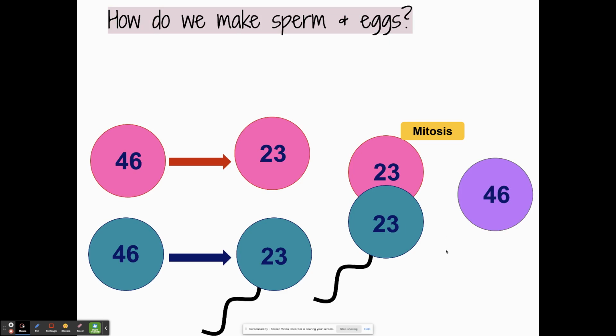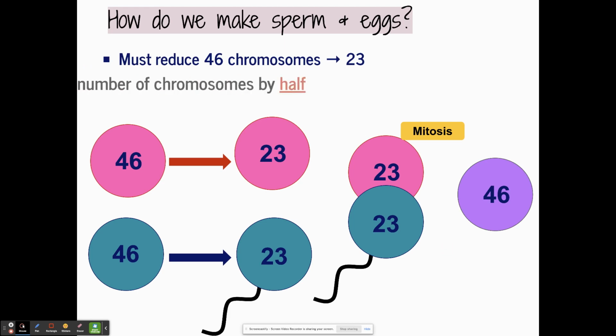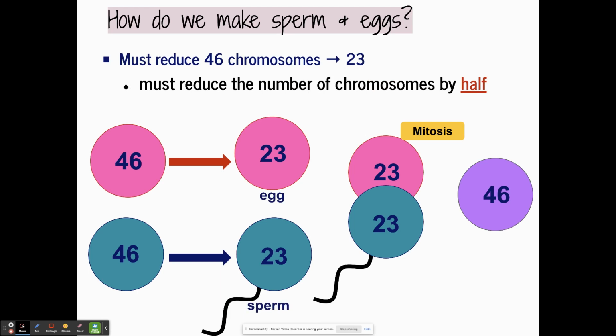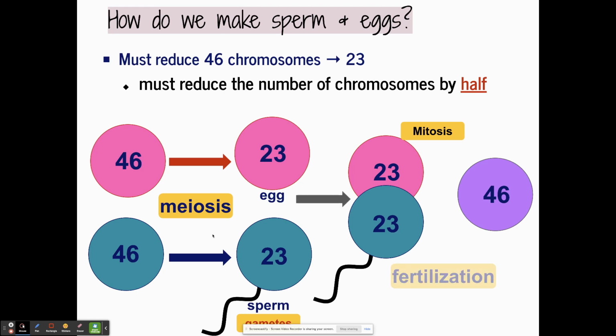All right, finally, how do we make sperm and eggs? You must reduce the number of chromosomes from 46 to 23, by half, right? Notice here we have egg and sperm. These are our germ cells, okay? Through the process of meiosis, we go from 46 down to 23. Egg and sperm unite through the process of fertilization.